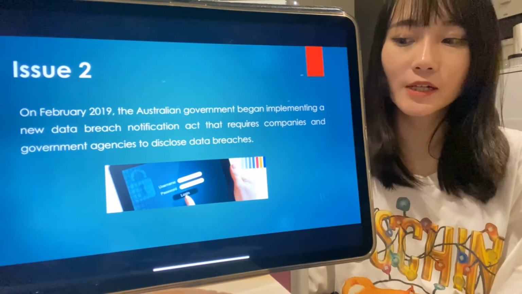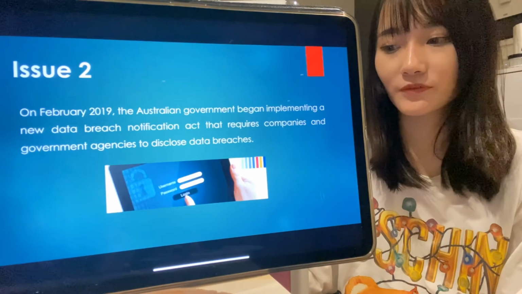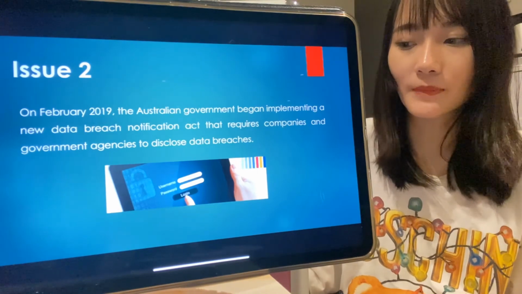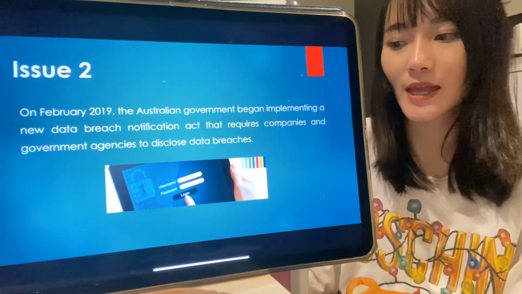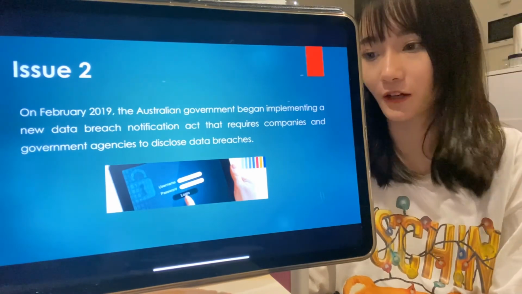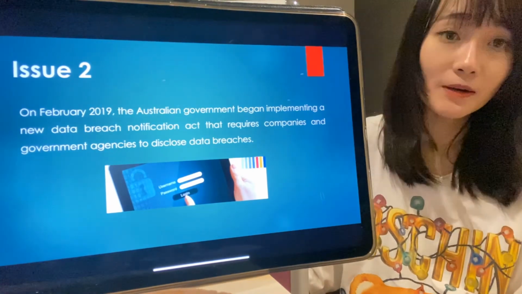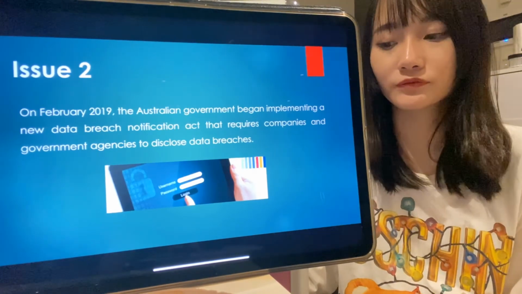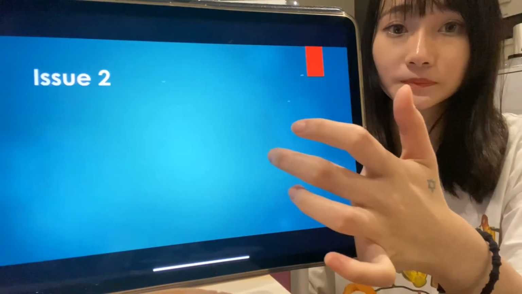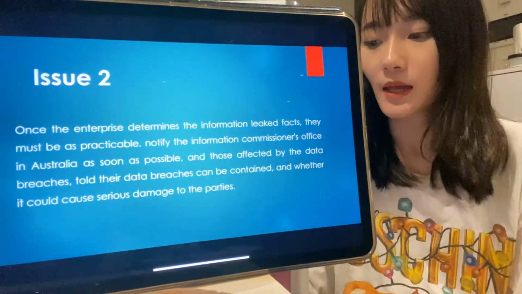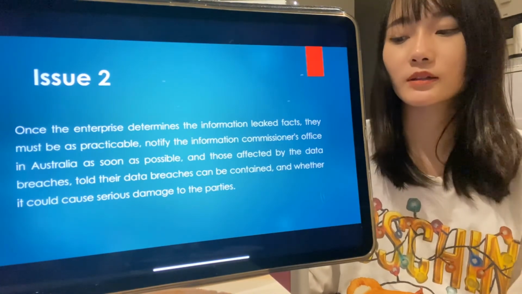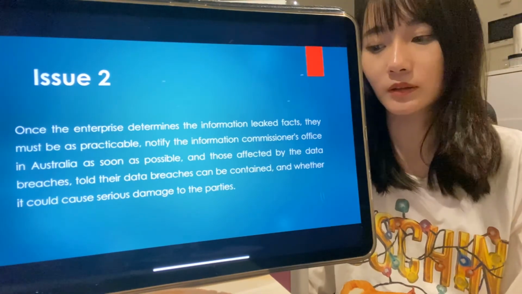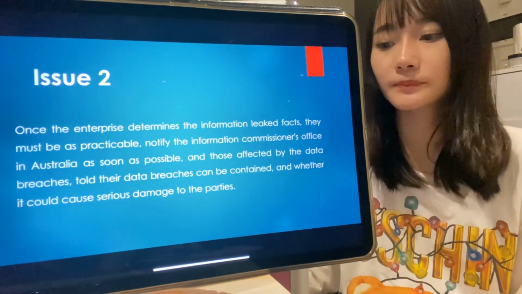In February 2019, the Australian government began implementing a new data breach notification act that requires companies and government agencies to disclose a data breach if the leaked data involves personal data and the risk of serious harm is high. The relevant authority needs to report it in a timely manner.